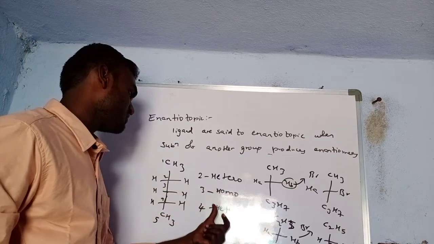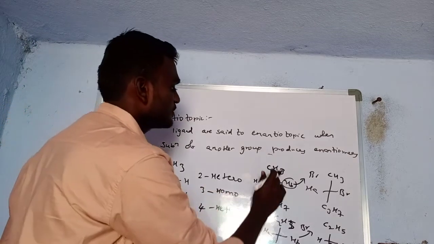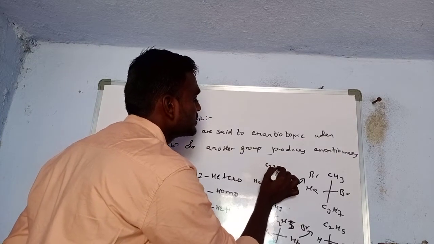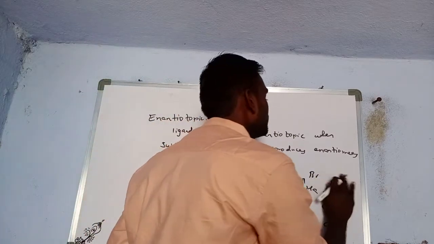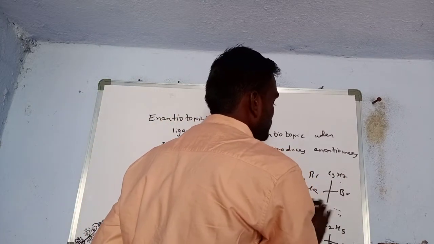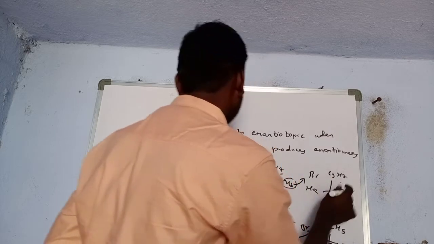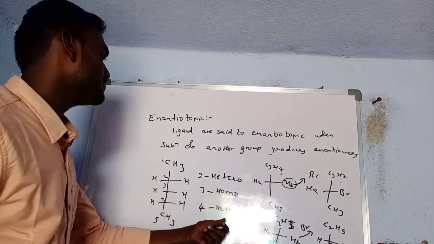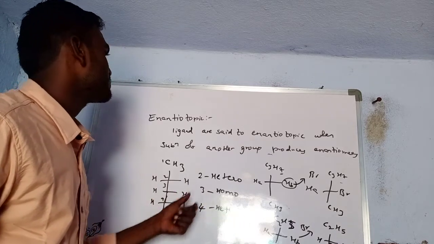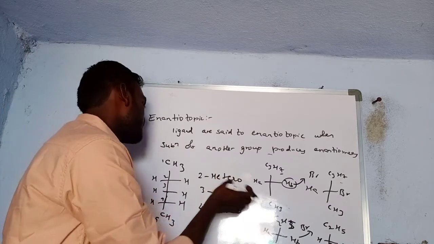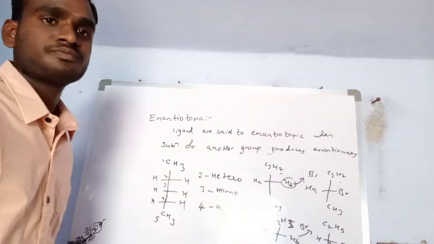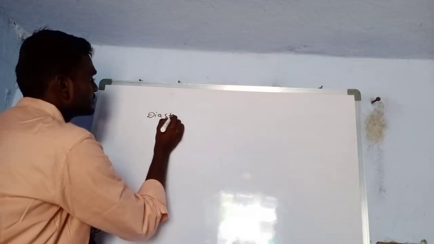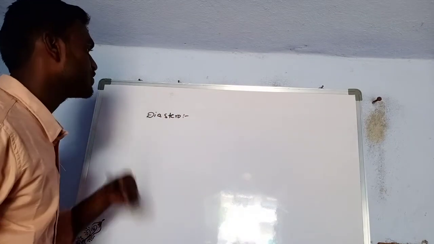In a similar way, the fourth group is also different, with CH3 here and C3H7 above, and it will produce the same type. So the hydrogens present on the fourth carbon are also heterotopic in nature. That means they are anisochronous or diastereotopic. Now we are discussing diastereotopic protons, diastereotopic ligands or groups.